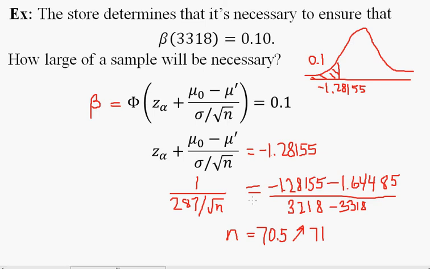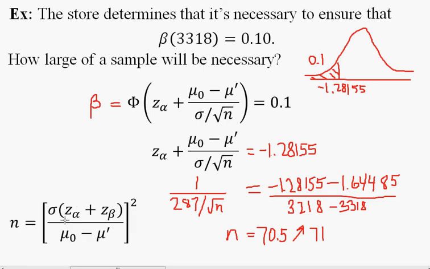We also discussed in class that this can be written in a slightly compressed form, which appears at the bottom left part of the screen. So z alpha plus z beta, you can see where that comes from. Here's the z alpha, there's the z beta, divided by mu sub 0 minus mu prime, times s, or sigma, which you get by multiplying by 287 over here. And then what's left is 1 over square root of n, so you square it to isolate the n all by itself. So there is our shortcut formula for determining the sample size that's required if a beta is specified.